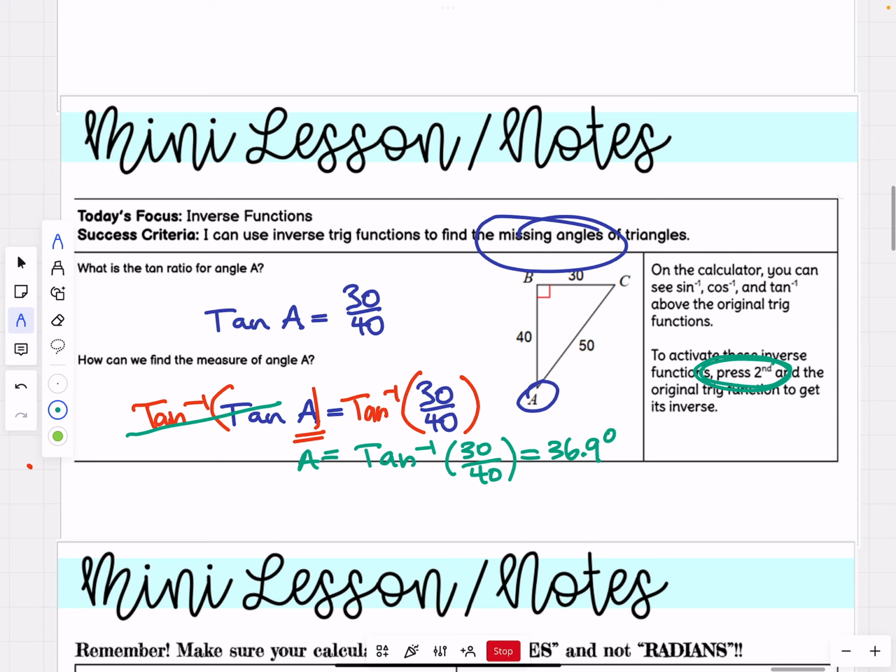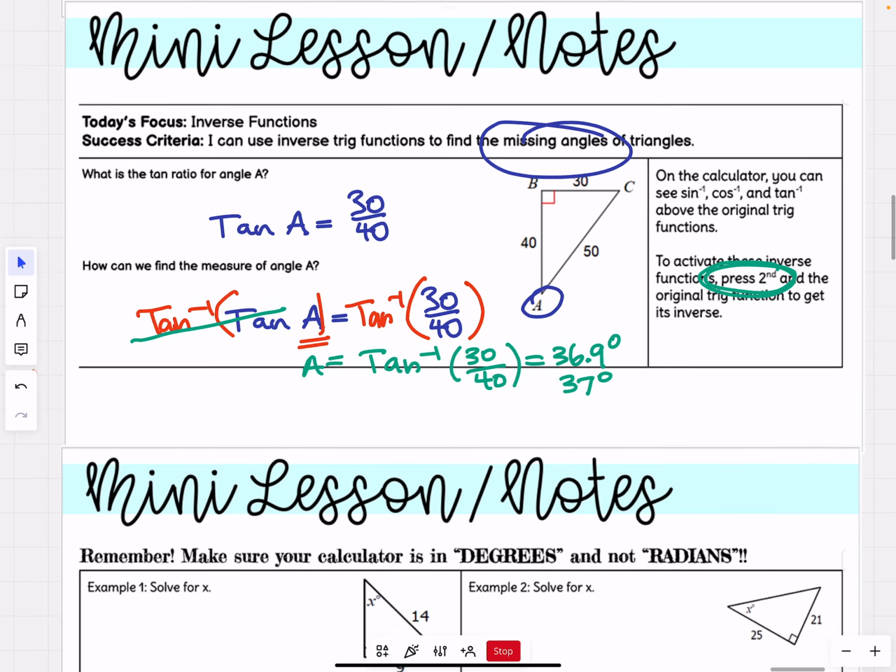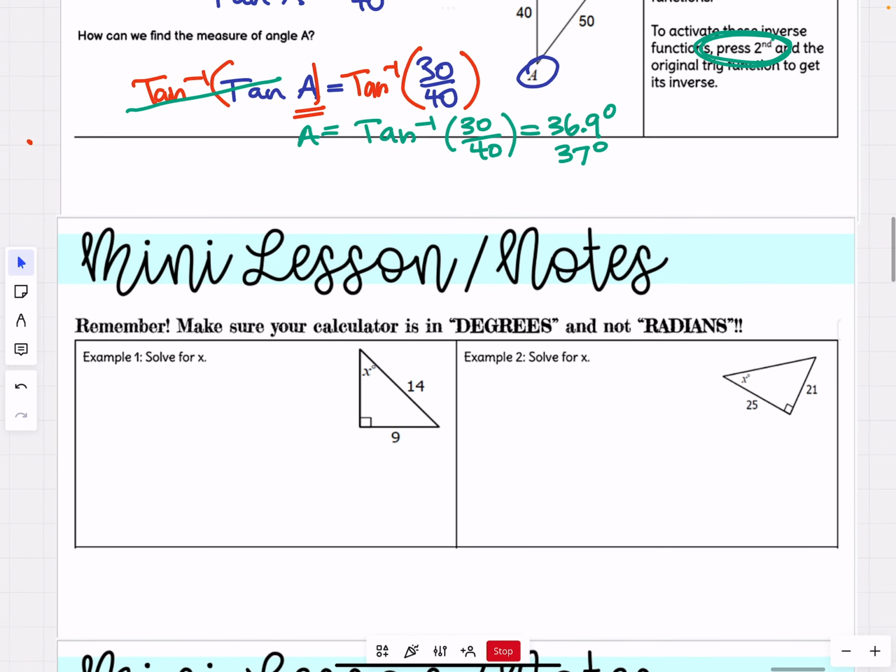And when we're talking about degrees, we can round to the nearest tenth, but most frequently when we're talking about degrees, we're going to just use the nearest whole degree. That's not true on side lengths, but it is for angle measures. Okay, let's look at a couple of examples.